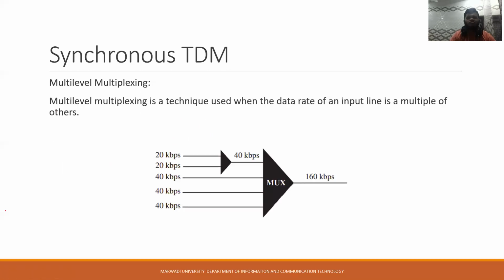So what is the multi-level multiplexing technique? For example, we have something like this, that is 20, 20, 40, 40, 40 kbps. In this case, we can multiplex these two signals. If you multiplex these two signals, then the output data rate would be n times the 20 kbps.